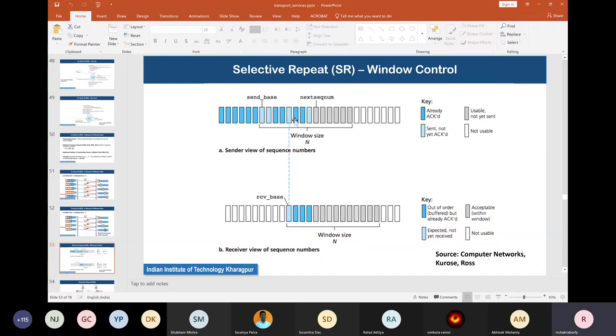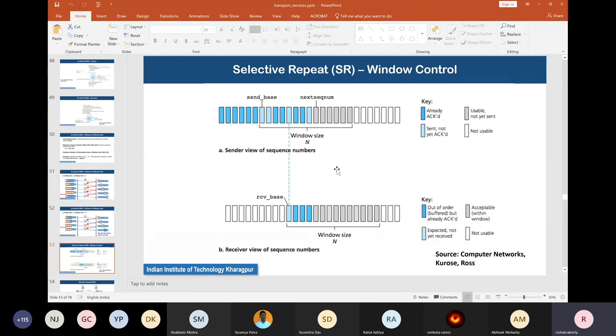Send base plus 4 I have not yet received, but send base plus 5 I have received. Send base plus 6 I have not yet received. In this way, the remaining are in gray, which means I have not yet sent them. I could have sent them, but when I receive the acknowledgements, I will send them.